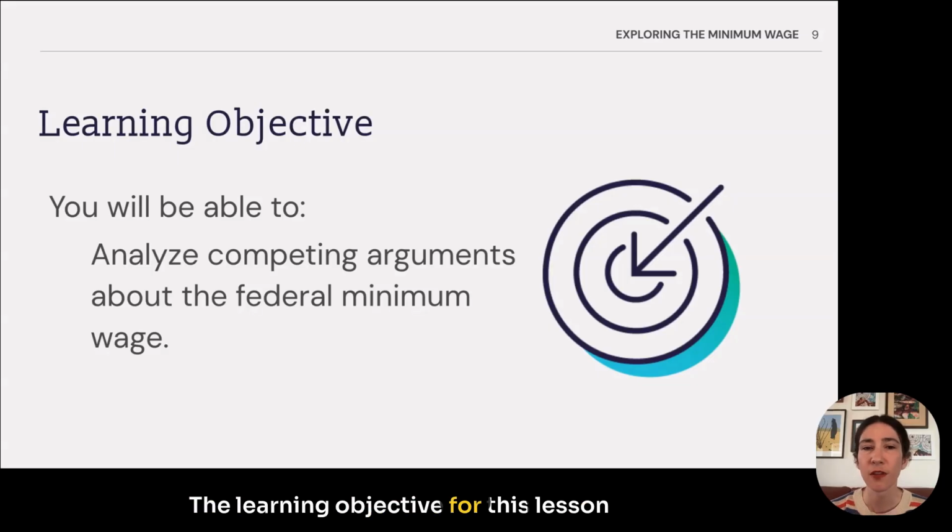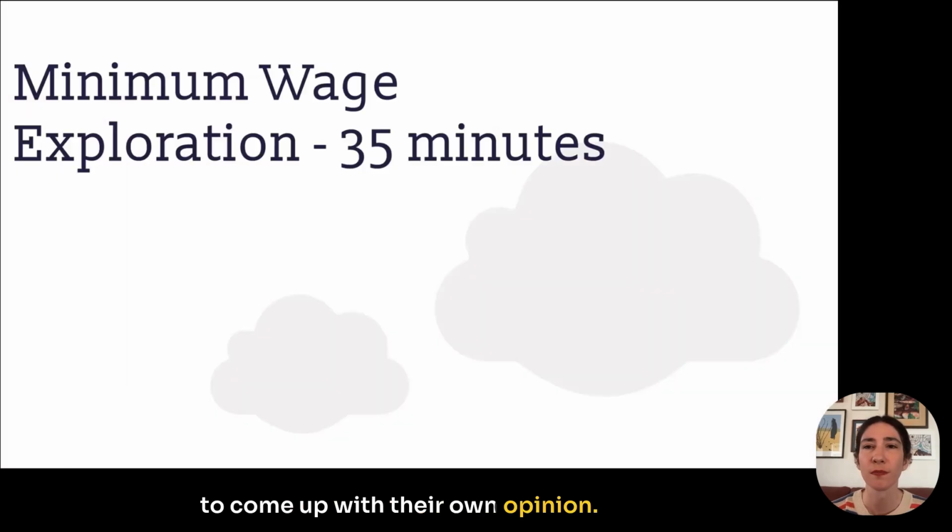The learning objective for this lesson is to analyze competing arguments about the federal minimum wage. So our goal is not to tell students what to think or what's the right decision. It's just to explore different arguments, to understand them, and to come up with their own opinion.